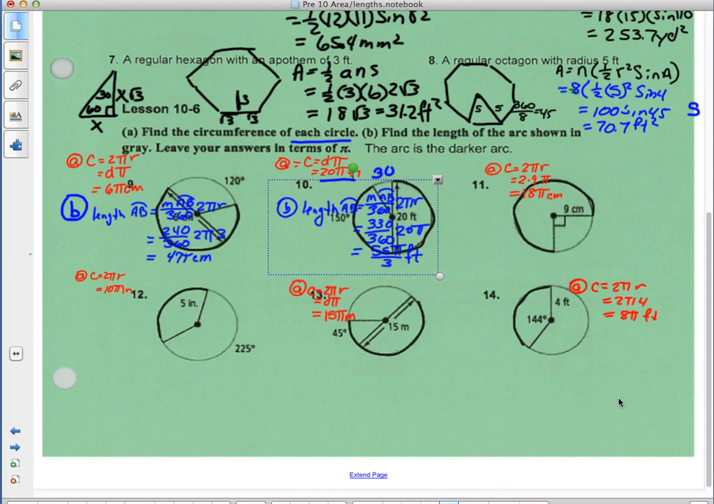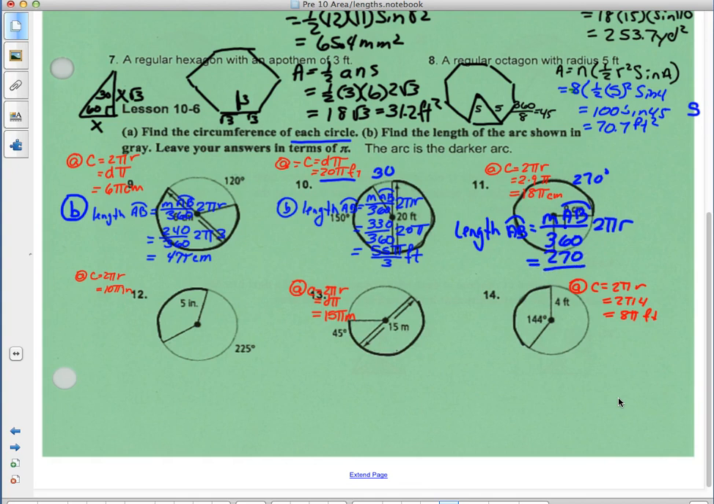My next one's still the same stuff. I've got 90 there, and the remainder of this is 270. So 360 minus 90 is 270. So the arc I'm going to be working with is 270 degrees. So my length of arc AB is equal to the measure of AB over 360, 2 pi r. And we already found 2 pi r, that's 18 pi.